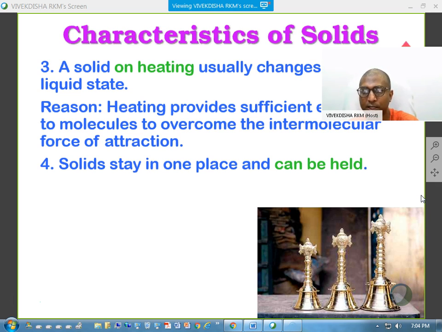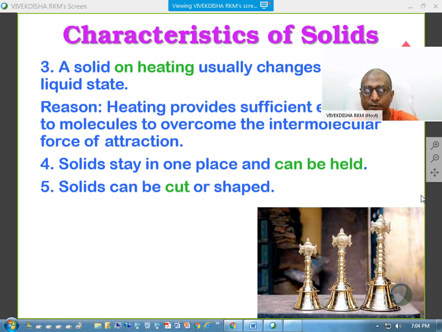In case of solid, it can be cut or shaped. That's what we actually observed in case of sodium. You can cut iron also, but then cutting requires many more things and harder things. So solid can be cut or shaped. We observed that because sodium is a soft solid, so we can cut it in an easier manner, but you can cut iron also. So these are the characteristics of solid.